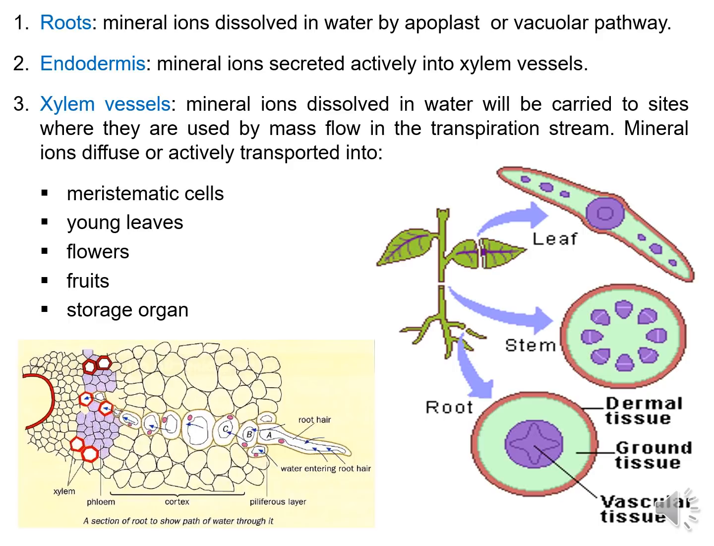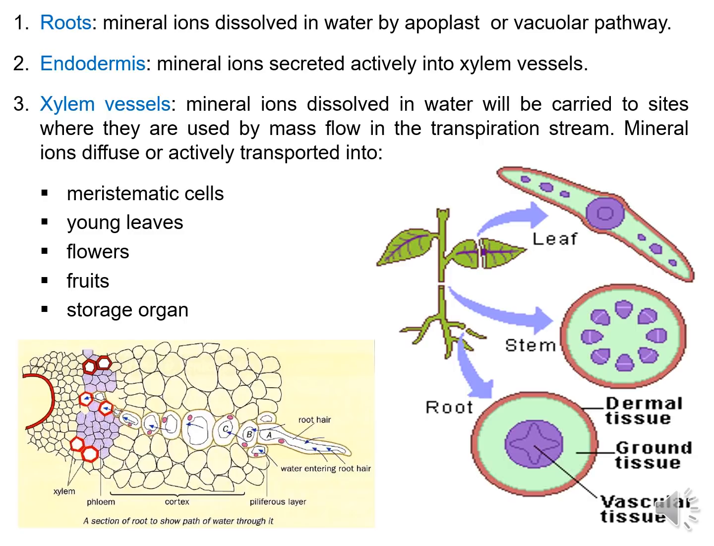In the xylem vessel, the mineral ions which dissolve in water will be carried to the sites where they are used by mass flow in the transpiration stream. Mineral ions diffuse or are actively transported into meristematic cells. It can be a young leaf, a flower, fruits, or any storage organ. All of these are actually involved in the process of translocation, which is conducted by the phloem.